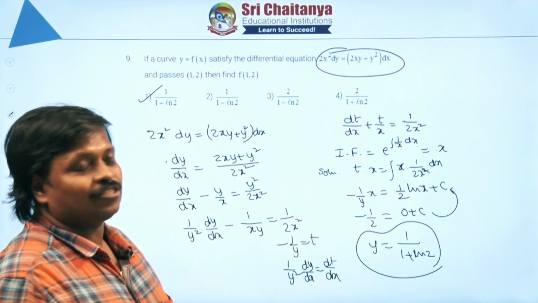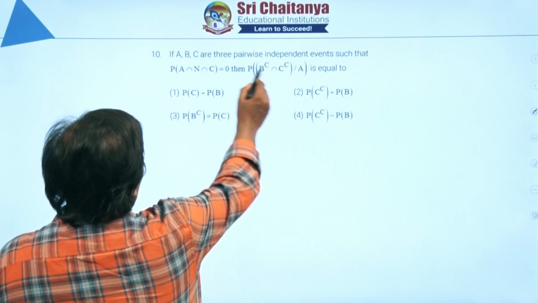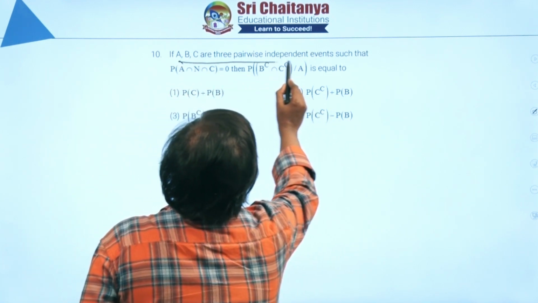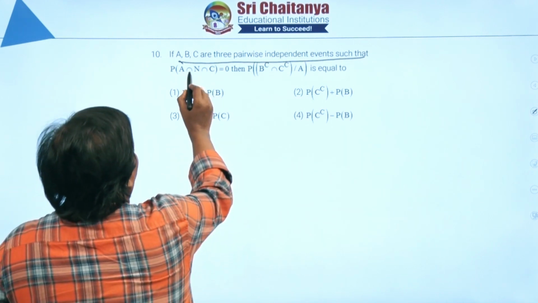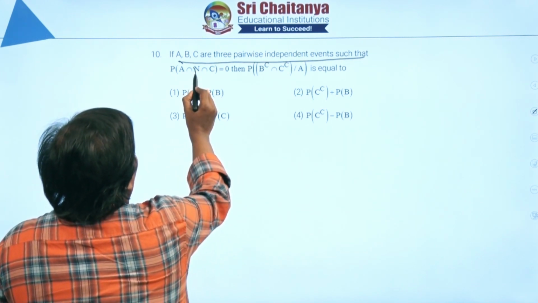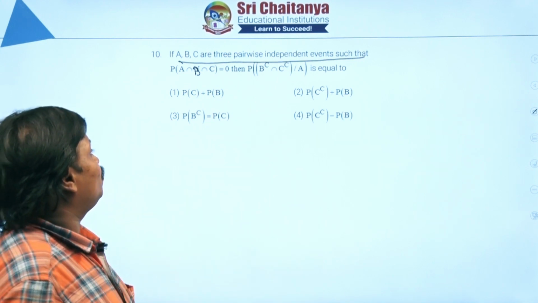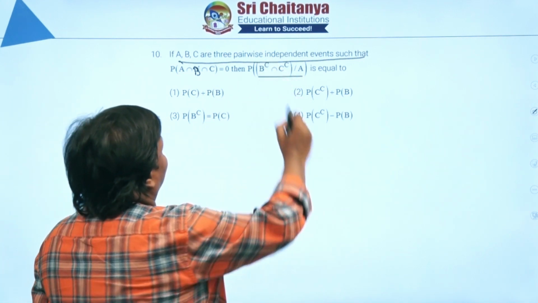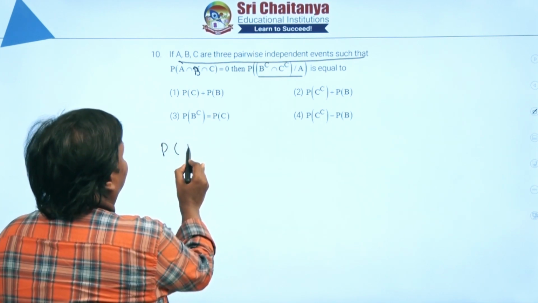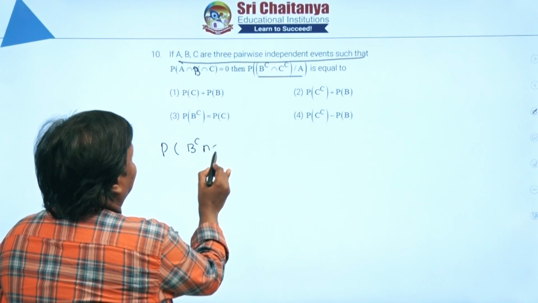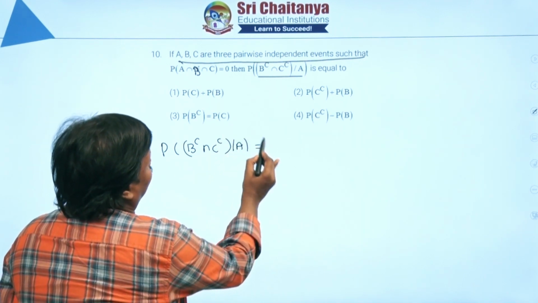See, let us see the next question. Question number 10. This question came from probability. A, B, C are 3 pairwise independent events, and in this question there is a correction. It will be probability of A intersection B intersection C equals 0. Probability of this one he is asking: probability of B complement intersection C complement by A.